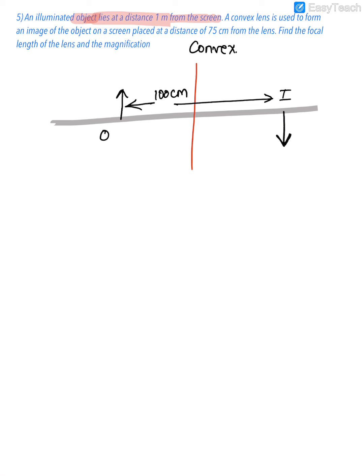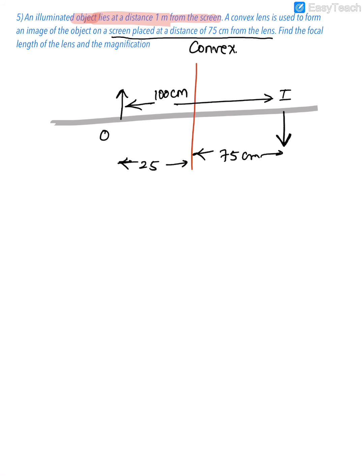Now they are saying to form an image of the object on a screen placed at a distance 75 centimeters. So read properly. The screen is placed at a distance of 75 centimeters from the lens. So this distance is what? 75. So what would be the remaining distance? That will be what? 25. Now let's write the data.